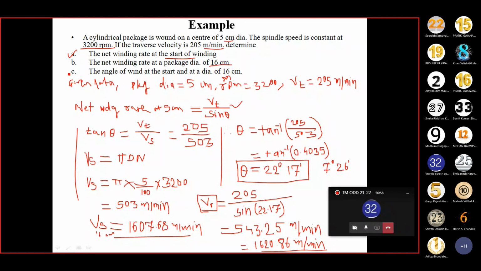Now for C, you have calculated B. Now for C, the angle of wind at the start and when the package is at 16 centimeter diameter. What will be the angle of wind at the start and when the package is 16 centimeter?